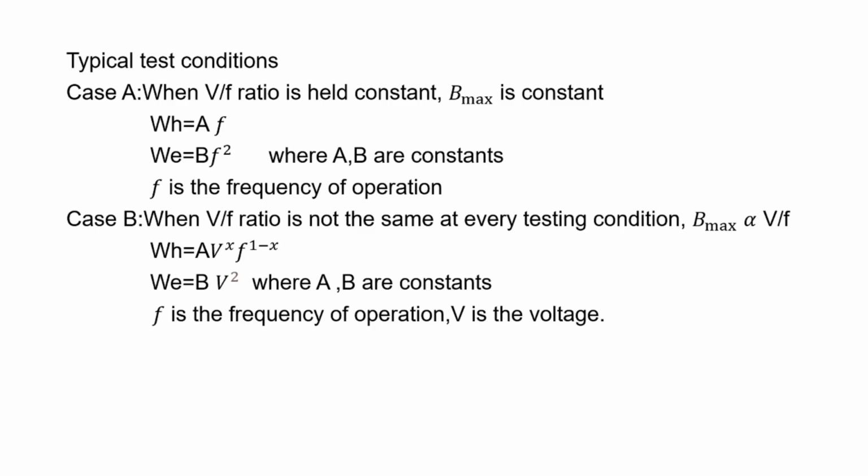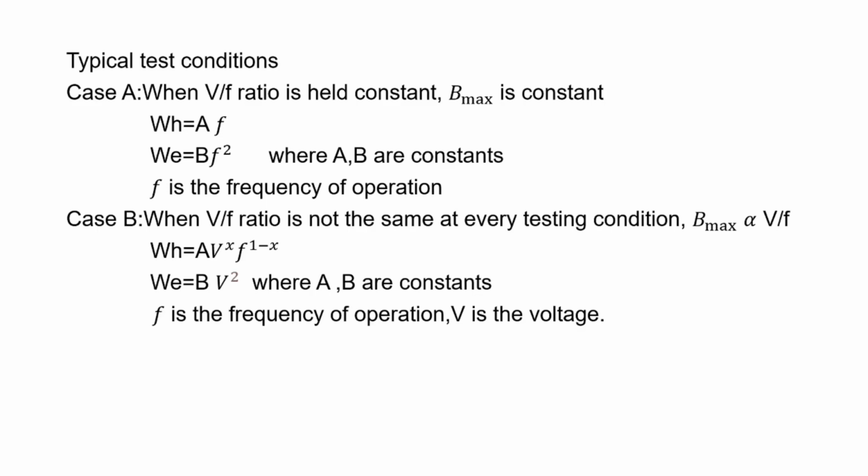Similarly, if we want to separate the core loss into hysteresis loss and eddy current loss, we can test the transformer in different testing conditions. So here there are two typical test conditions. Case A, when the applied voltage to frequency ratio is held constant. That is, the Bmax term in the expressions of WH and WE is constant. So we can write WH in a simplified form as WH equal to A into F. Similarly, WE is equal to B into F squared, where A and B are constants and F is the frequency of operation.